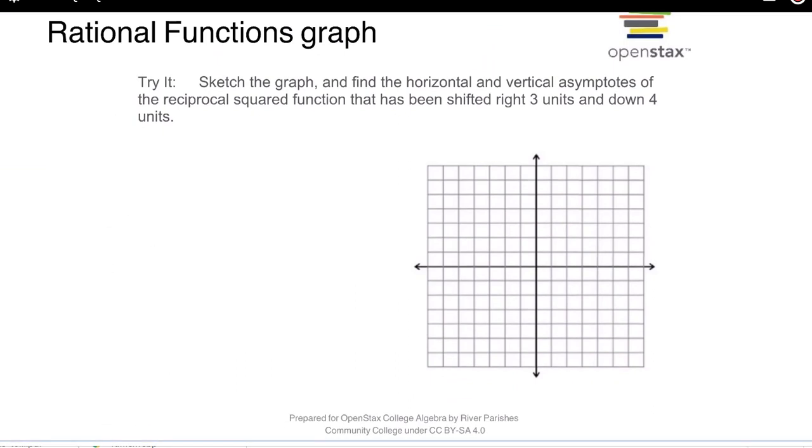Alright, so you try it. Try to sketch the rational graph. Okay, it's just a sketch. This time you're going to find the horizontal and vertical asymptotes of the reciprocal squared function that has been shifted right 3 and down 4. So pause the video, and when you come back, we'll go over it.